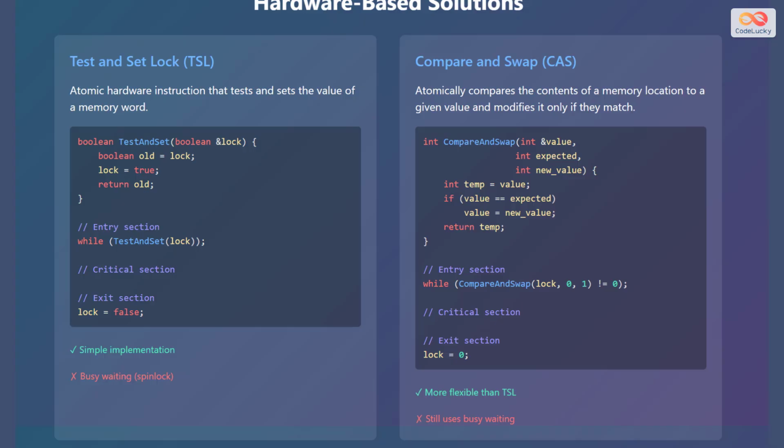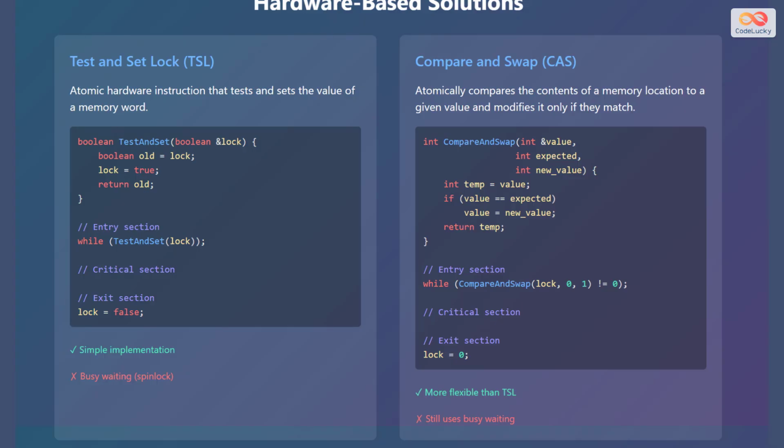Now, let's explore hardware-based solutions for mutual exclusion. First, we have the test and set lock or TSL instruction. This is an atomic hardware instruction that tests and sets the value of a memory word. In essence, it checks if a lock is available and, if so, acquires it in a single, indivisible operation. While TSL offers a simple implementation, it suffers from busy waiting, also known as a spin lock, where processes repeatedly check the lock status.